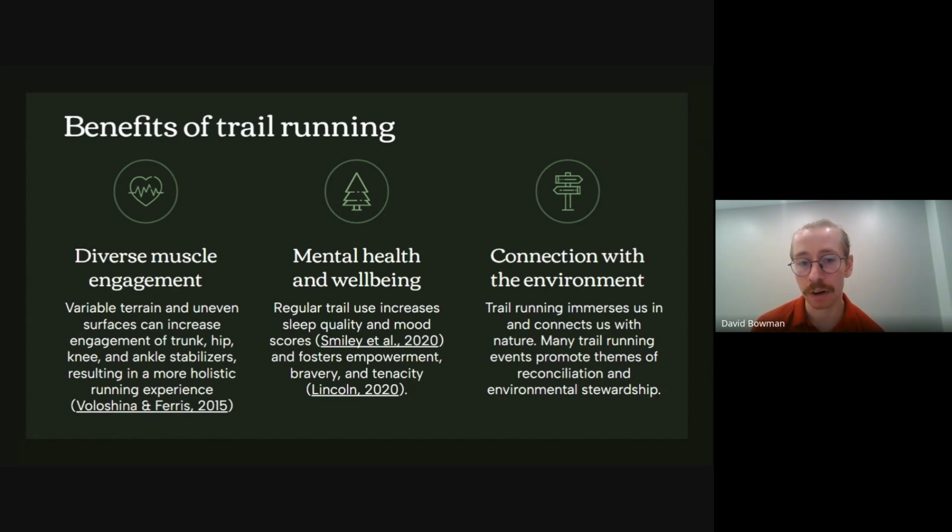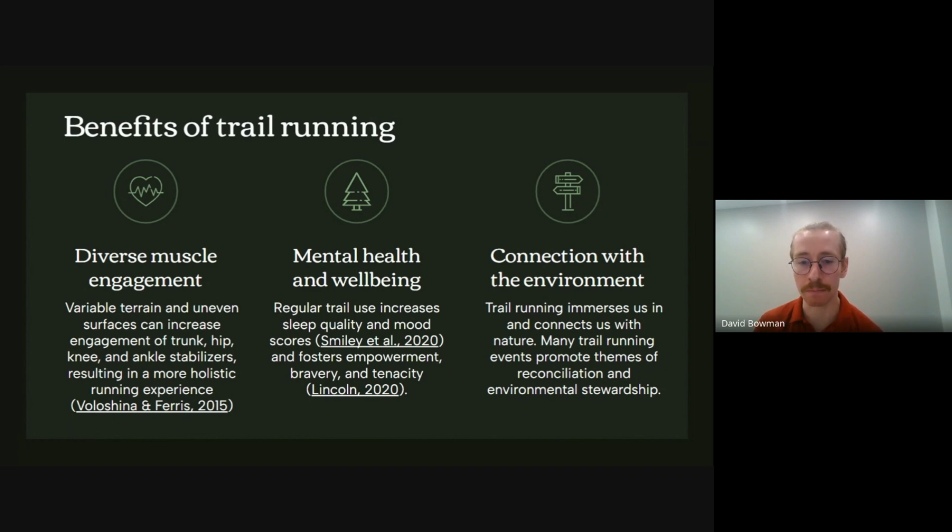There's also a number of documented mental health and well-being effects. So it's been found in a 2020 study, and I can't make this up, Smiley et al. is the name of the author, that regular trail users have increased sleep quality and mood scores compared to non-trail users, and that trail running has been found qualitatively to foster characteristics that include empowerment, bravery, and tenacity in regular trail running users.